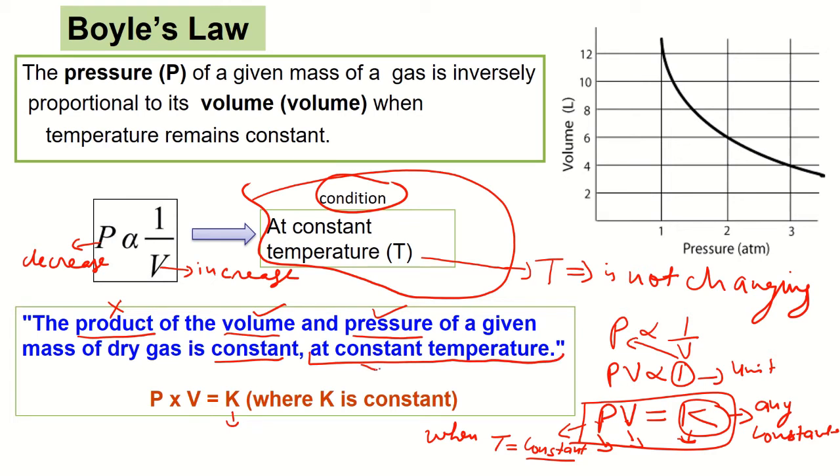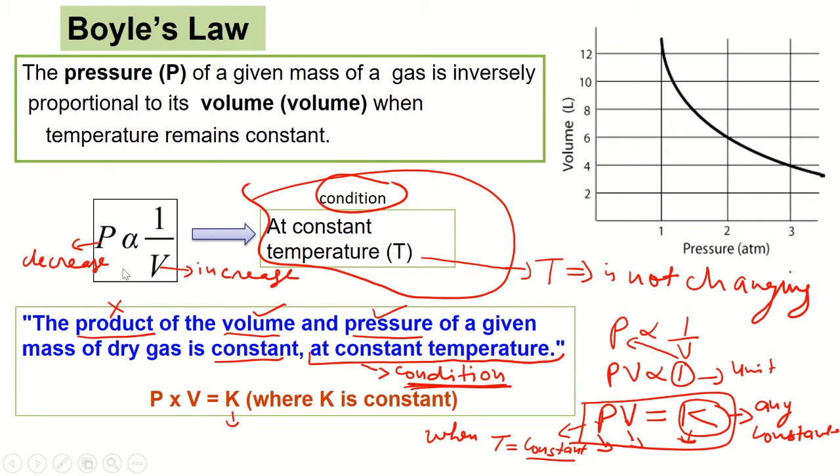This constant temperature is very important, and this is the condition for Boyle's law. The temperature of the gas should not change, should not vary during this process. Now what is coming from here is that this is inversely proportional. If this is increasing, then this is decreasing: pressure is decreasing, volume is increasing.